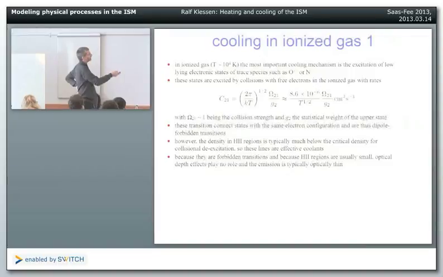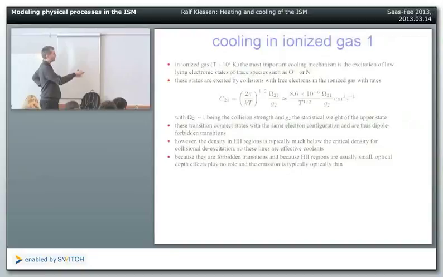And what we see is the important, or the dominant, cooling mechanism is the exciting of low-lying electronic states of, say, the O2 emission or the O3 emission and N2 emission. They're excited by collisions with free electrons in the ionized gas. So that tells you that later on the ionization degree is very important in driving chemistry. And this is the collision strength, again the statistical weight. And these are just typical numbers. You can look at tables for your favorite transition and you have these collision strengths.